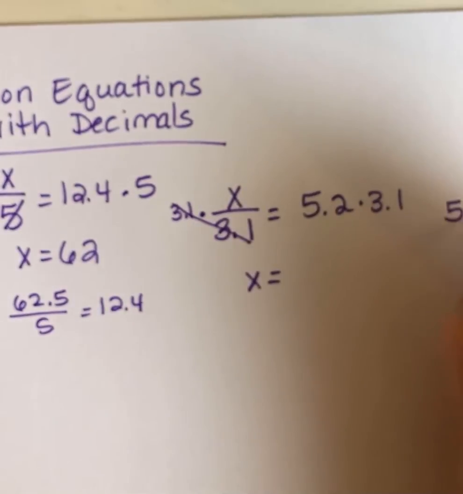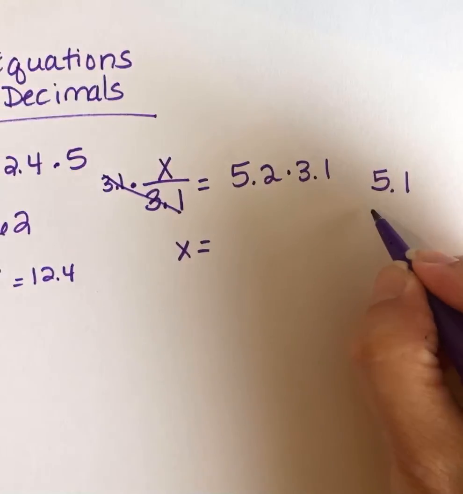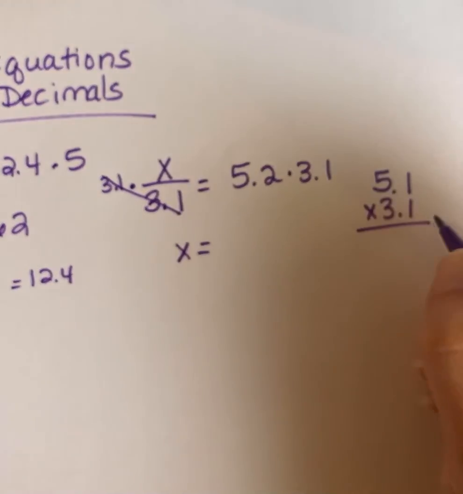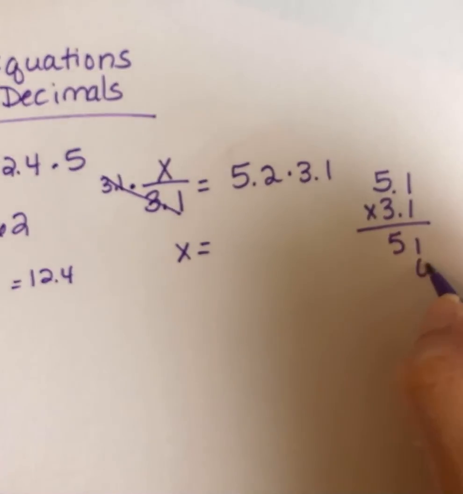So I'm going to come over to the side. I'm just going to write some scratch work. 5.2 times 3.1. 1 times 1 is 1. 1 times 5 is 5. For the tens place, we put a 0 in the ones place.